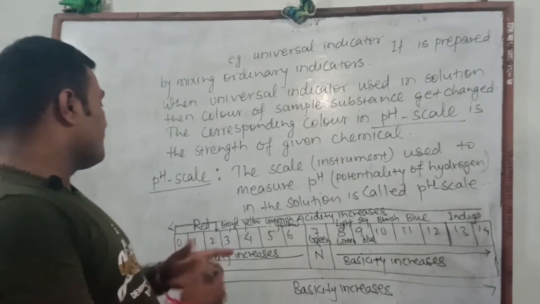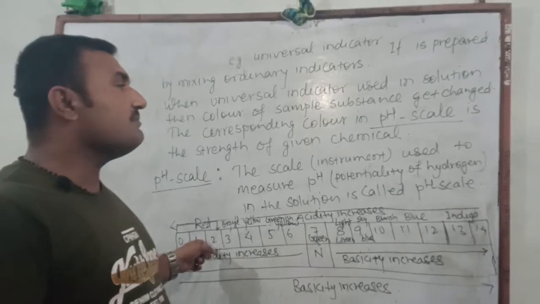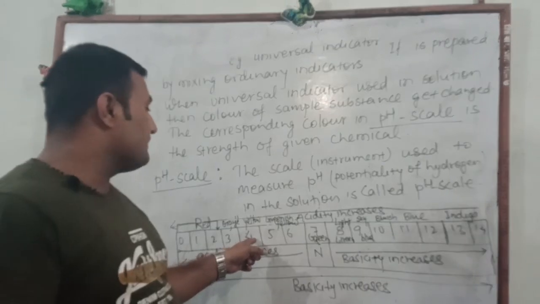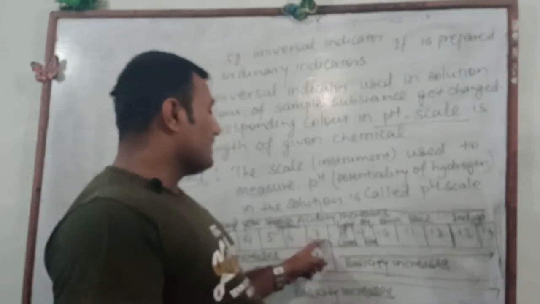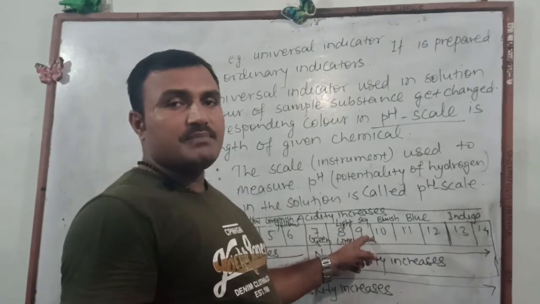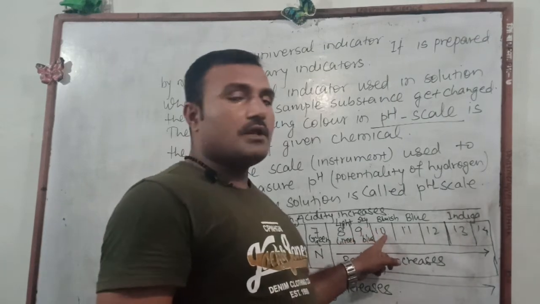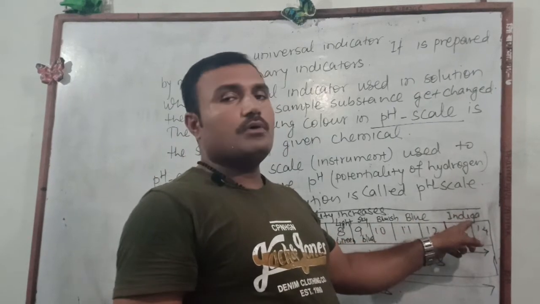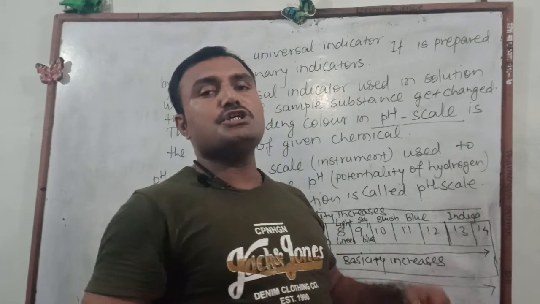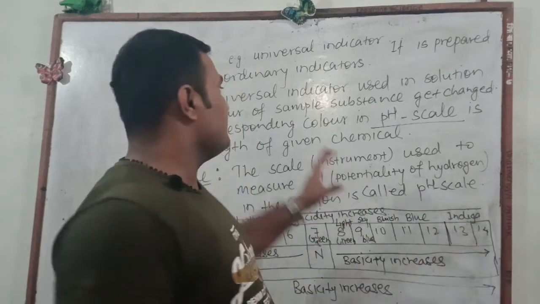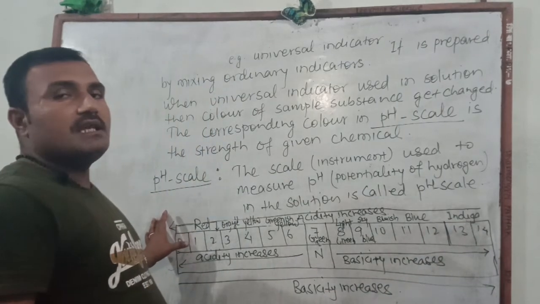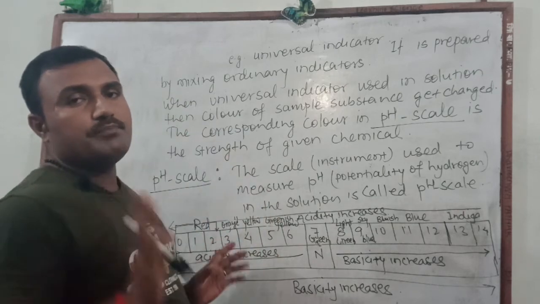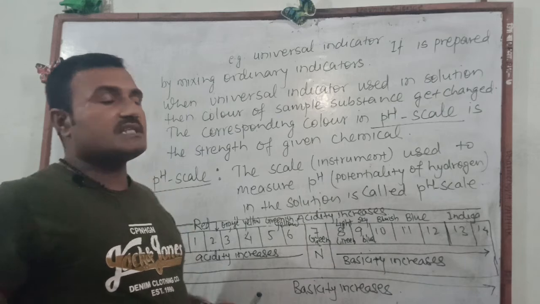If red color is obtained, then the given chemical is a strong acid. Orange or yellow, then weak acid. Green color, then neutral. Greenish, then slightly basic. If blue color is obtained, then alkaline or basic. If indigo color is obtained, then it is a strong base. And in this way, the pH scale helps to measure the strength of acid or base or a neutral substance like salt.